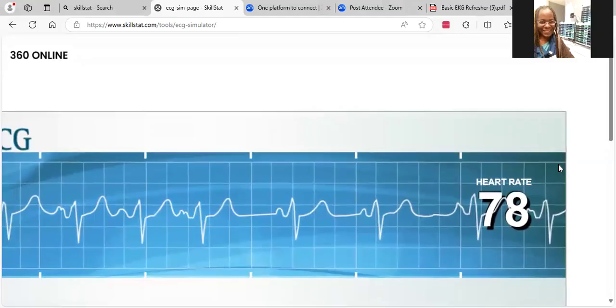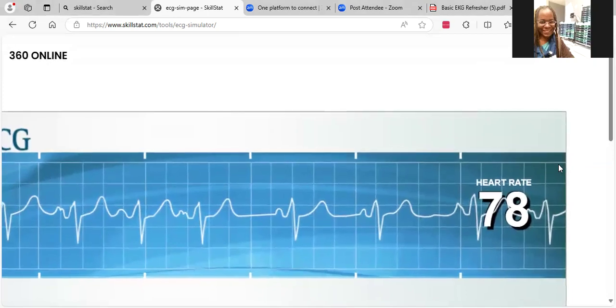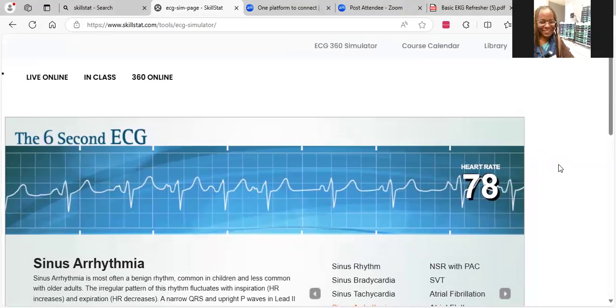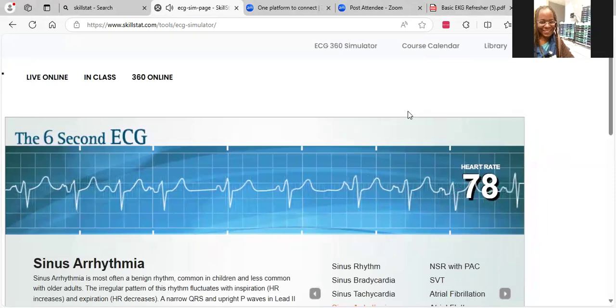What is the changing rhythm again? That's between 60 and 100 beats per minute and has a P wave. Is it sinus Brady, sinus tachy, sinus arrhythmia, or sinus arrest? If you said sinus arrest, I see here. Nope. This would be sinus arrhythmia.